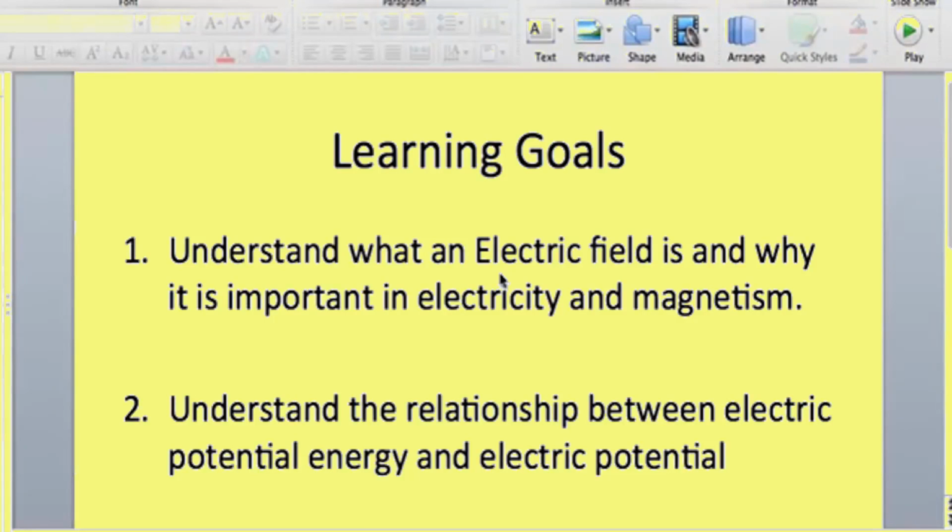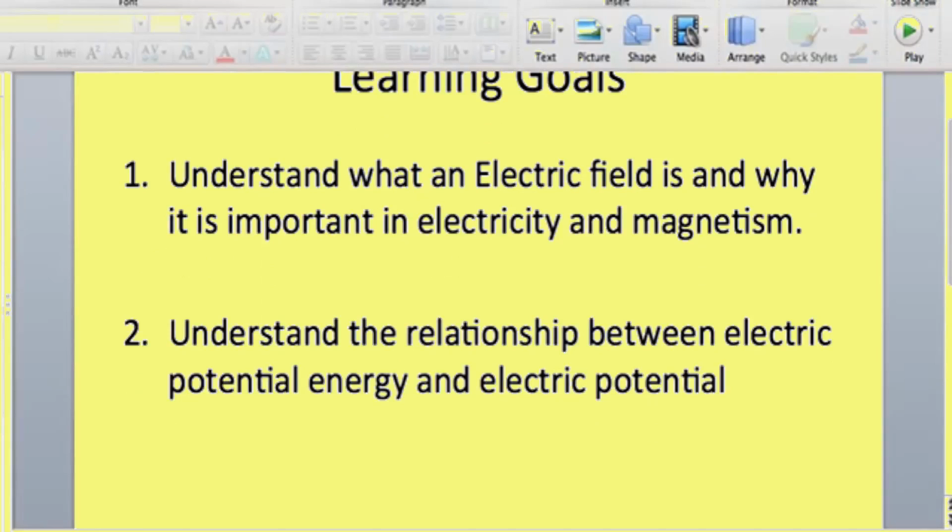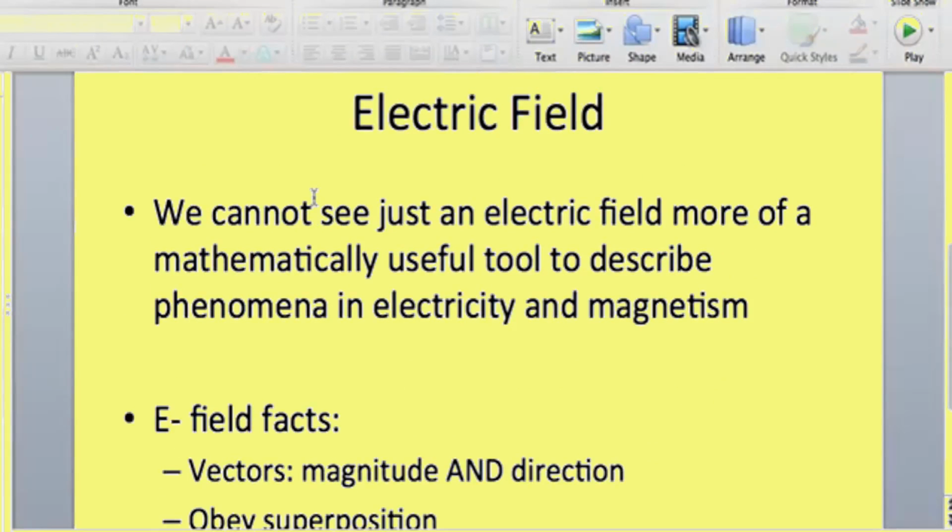Hi all, the purpose of this video is for us to go over conceptually what an electric field is and also the relation between electric potential energy and electric potential. So let's start off with our learning goals: to understand what an electric field is and why it is important in electricity and magnetism, and two, to understand the relationship between electric potential energy and electric potential.